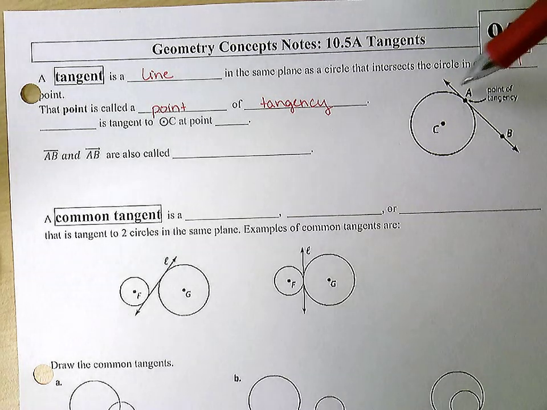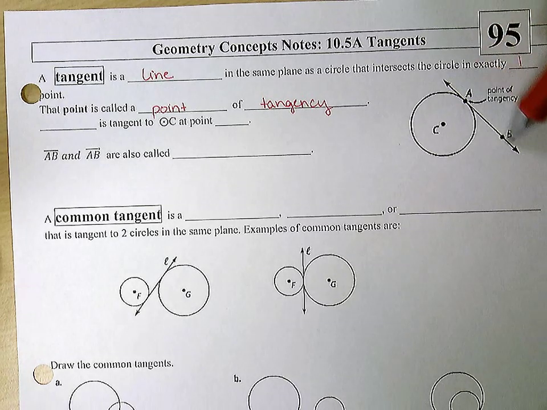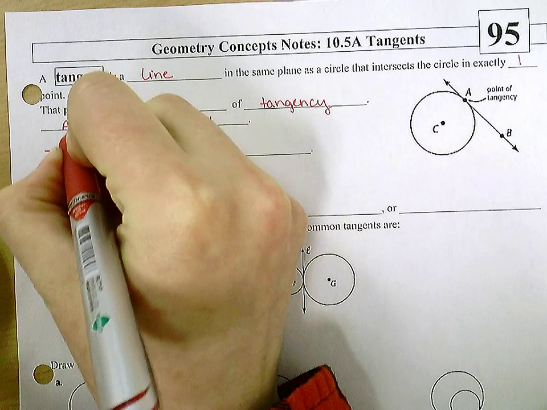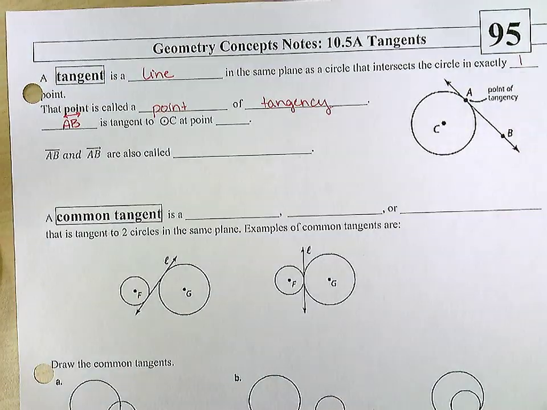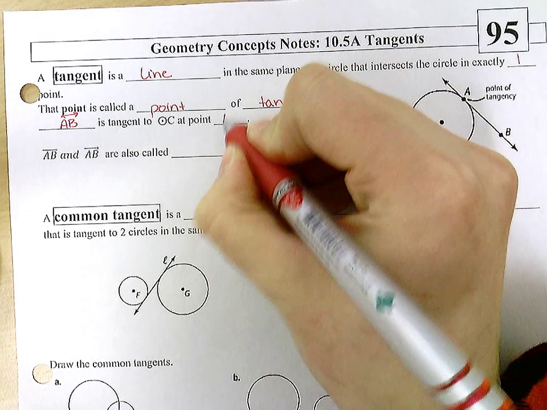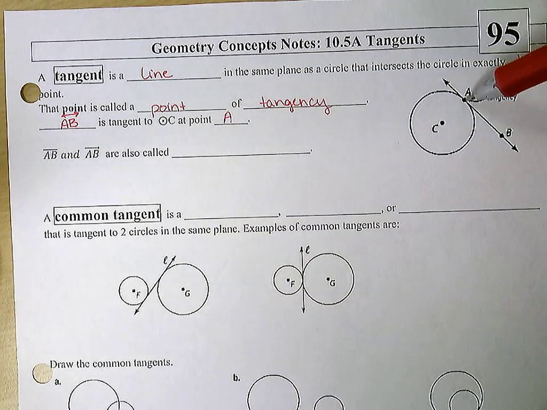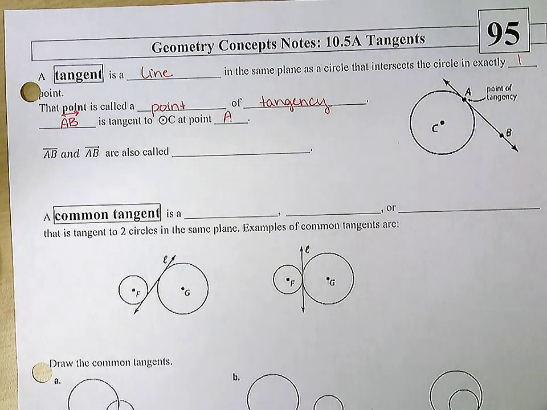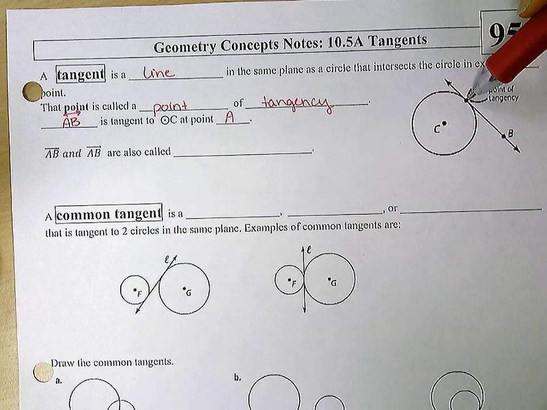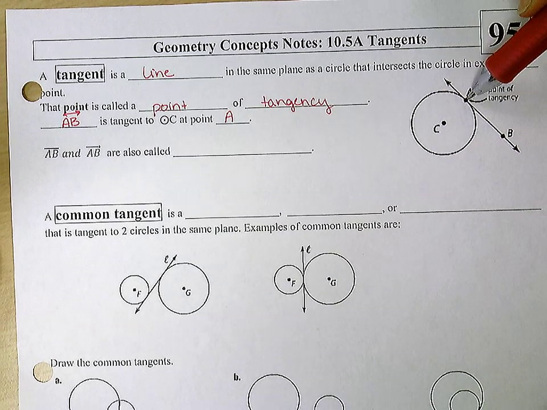So on the right here, we have line AB, right? So line AB is tangent to circle C at point A, and point A would be your point of tangency. So that is where this line and this circle intersect. It's only at that single point.